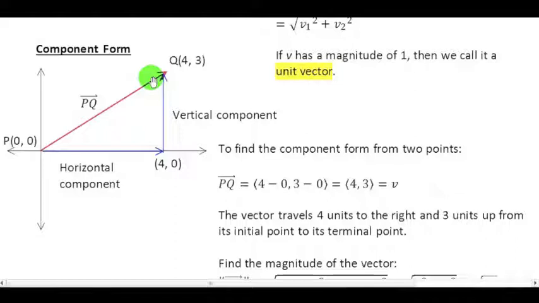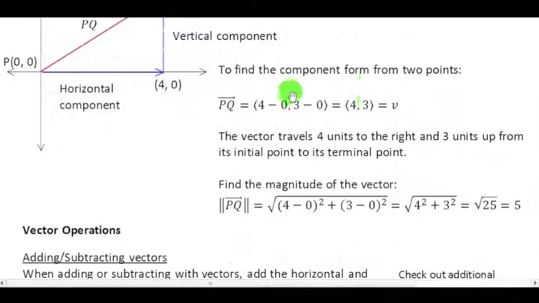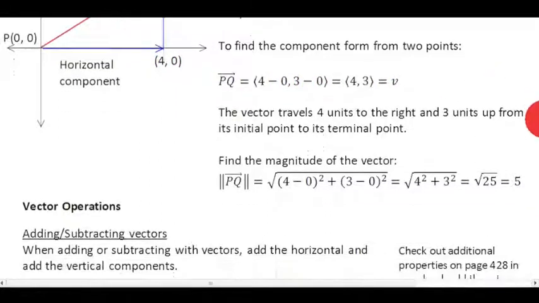So let's talk about finding components. If I've given you PQ, you find 4 minus 0, 3 minus 0. So I get the vector 4, 3. Now, it doesn't always work out to be the same number, but I had 0, 0 as one of my points. Right? So basically we said it travels 4 units to the right and 3 units up. Find the magnitude just like before. I'm going to plug it in, work it out, and go here.